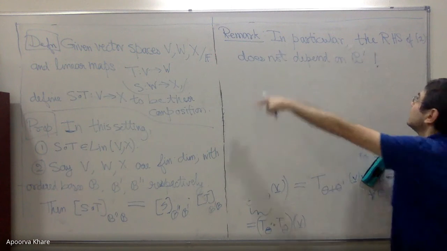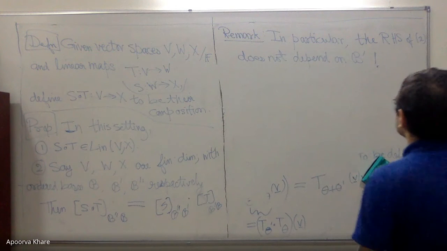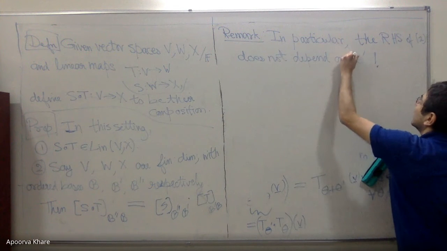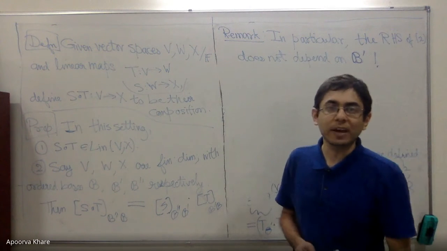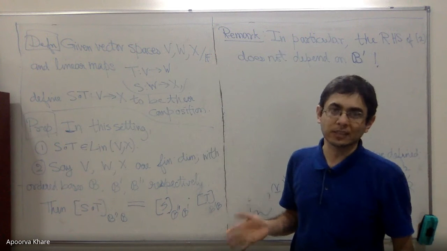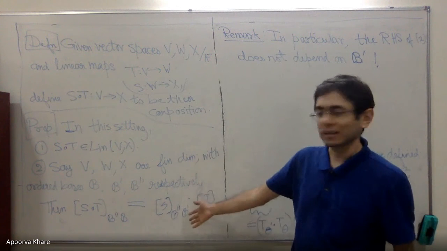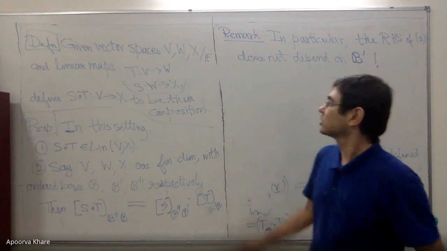So it seemingly looks as if it does. Right? The word B prime occurs there. But it's like saying that if you have 5 divided by 5, or x divided by x times y, then that does not depend on x as long as x is non-zero. As long as B prime is a basis, it doesn't depend on B prime. So that's what this is saying.